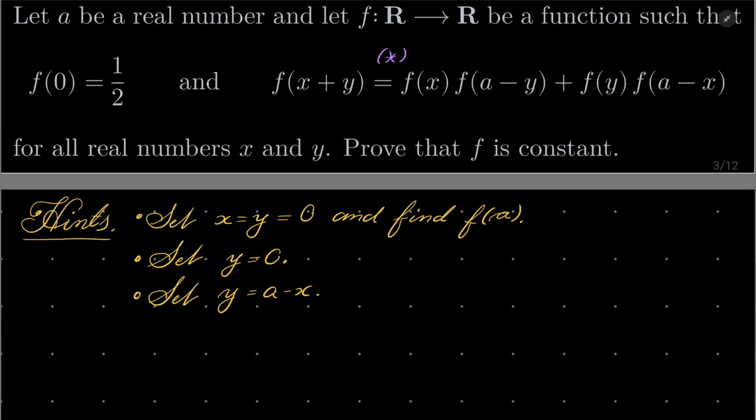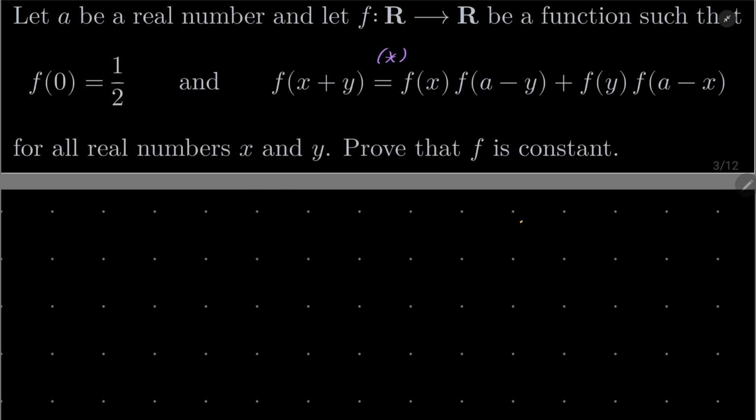So here are my hints. First, set x and y to be 0 to find f of a. Then set just y to be 0. And finally, set y to be a minus x. So give this problem a try and I will see you in just a minute.